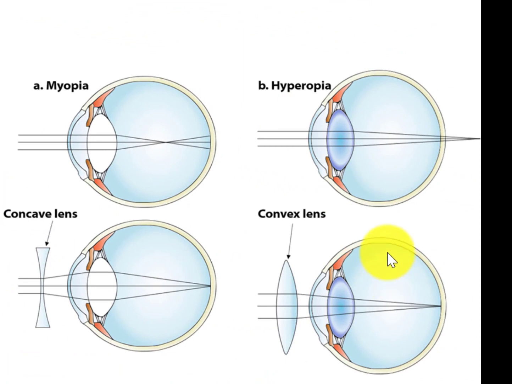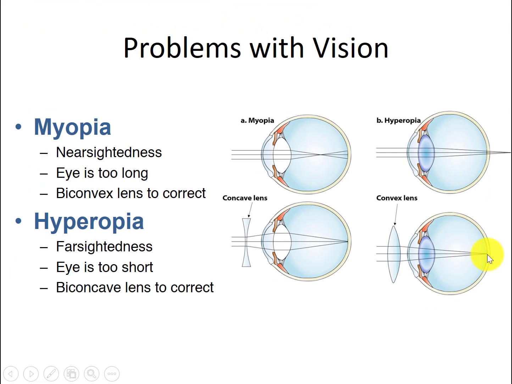Hyperopia is just the opposite. The eyeball might be not long enough, and the accommodation or focus is past the retina. So a convex lens will bend it a little bit more, help that bend so that the focus is on the fovea. Hyperopia is farsightedness.